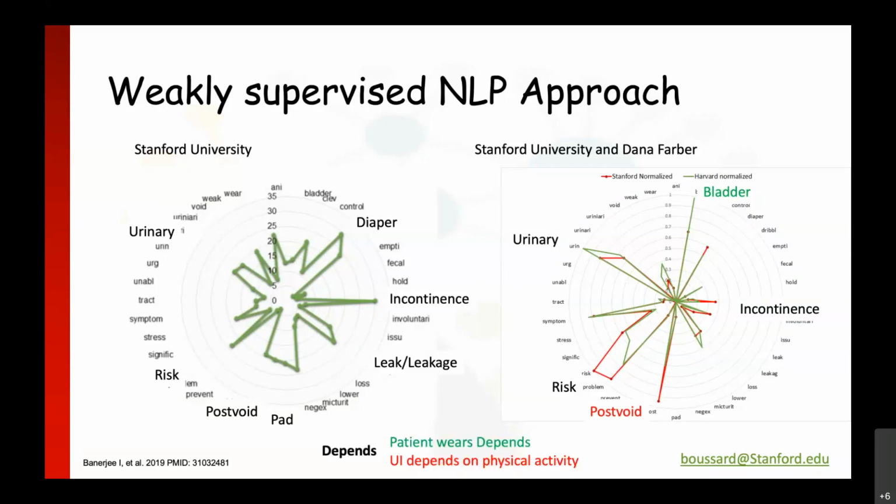Another important difference we found was the word of the brand name Depends. At Dana-Farber, it was often written in the notes that the patient wears Depends, meaning the name brand diaper. At Stanford, we didn't use the name brand, and we would most likely see a sentence such as urinary incontinence depends on physical activity. So this really highlights the need for cross-validation of these algorithms and really local terminology that's not used across systems.